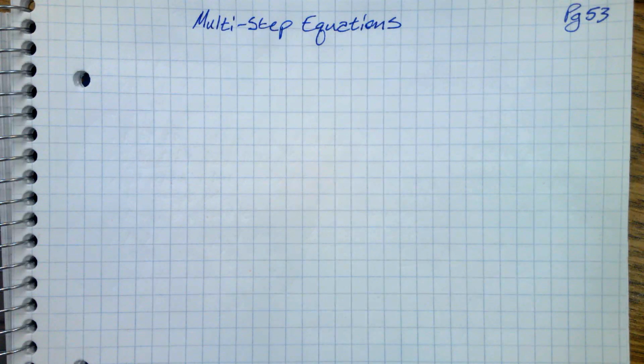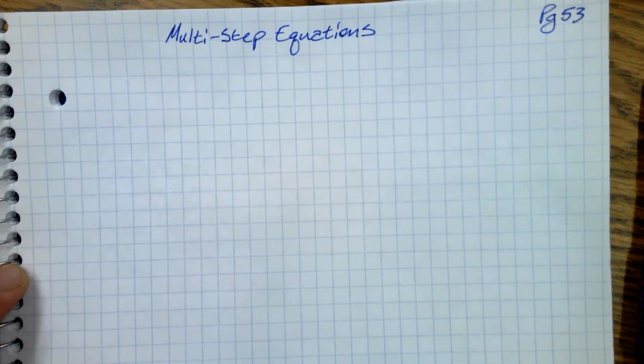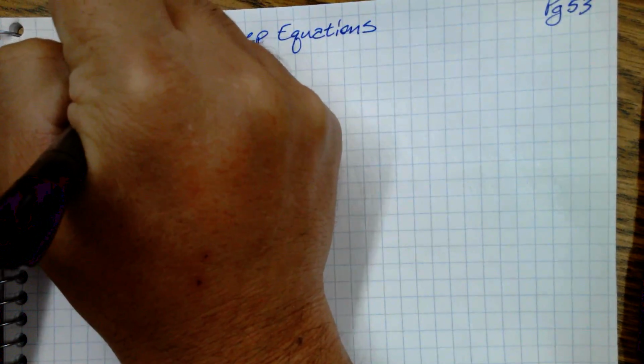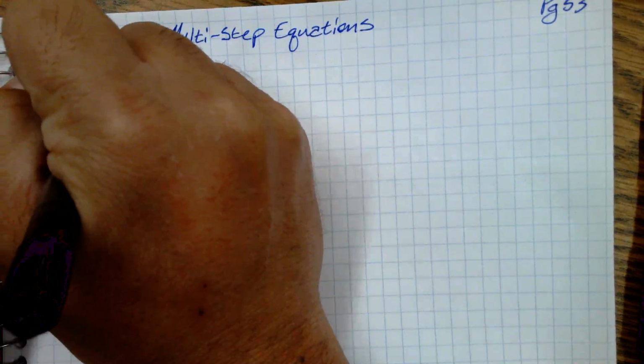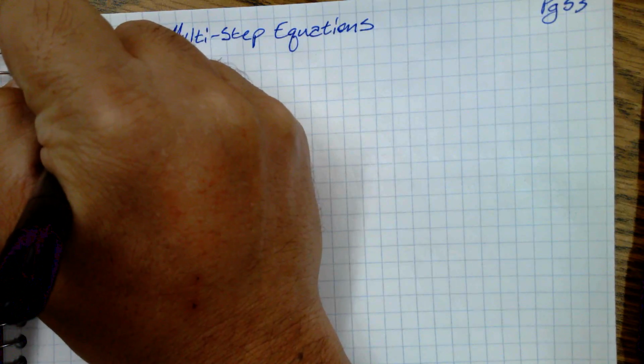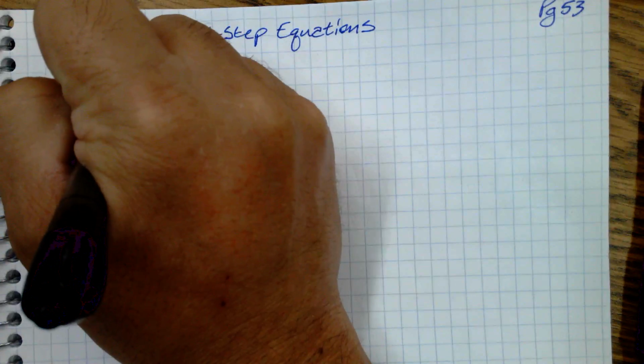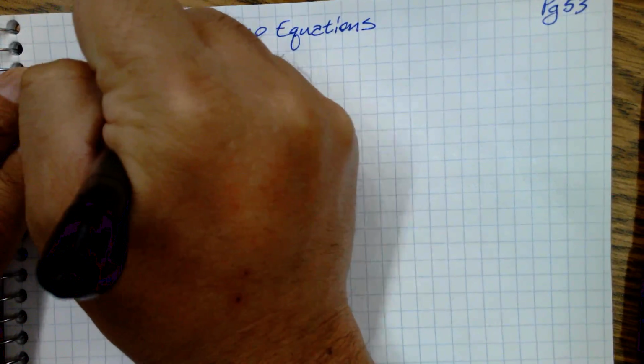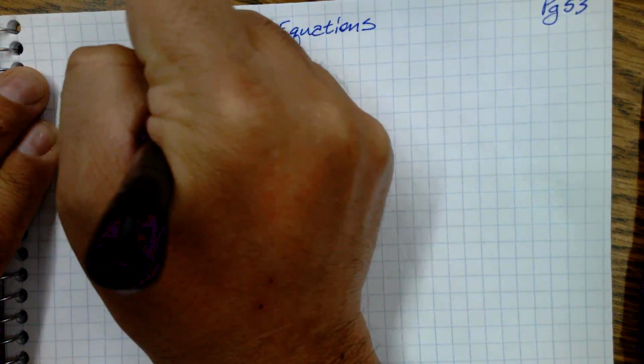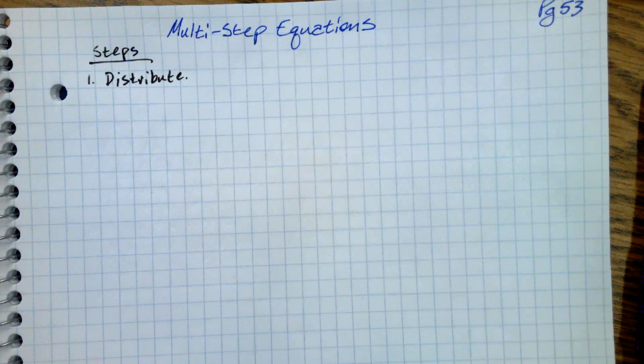Okay, so solving some multi-step equations. Like I said, we're going to write down several steps that we're going to follow together. So here we go. Step number one, let's go ahead and list the steps. The first step, and they should be done in this order, is to distribute. That's it. Distribute if you can.